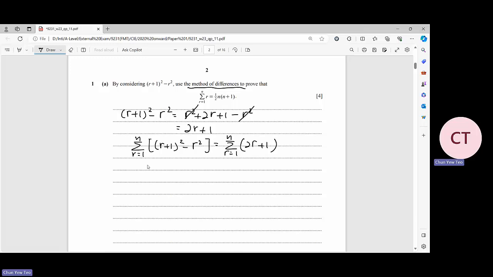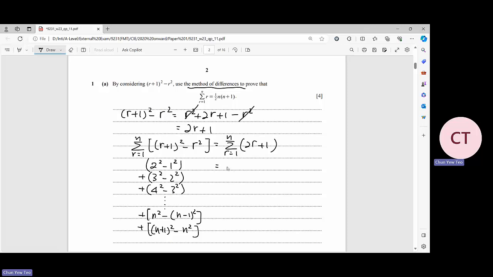If you put r equal to 1, you will get 2 squared minus 1 squared. Plus, when you put r equal to 2, you get 3 squared minus 2 squared. When r equals 3, you have 4 squared minus 3 squared. Then the pattern will follow until you have n squared minus (n minus 1) squared. Then the last one will be (n plus 1) squared minus n squared. This is your left-hand side.